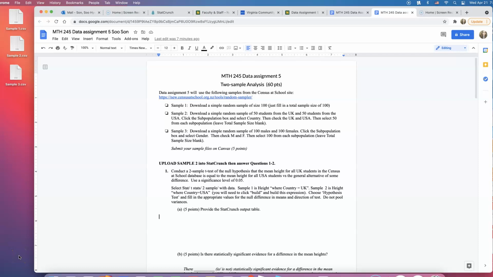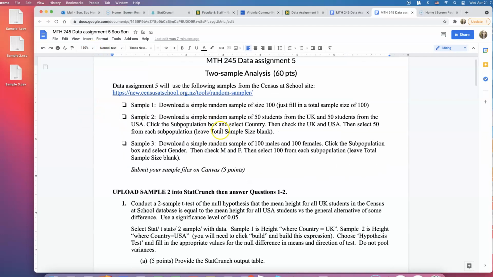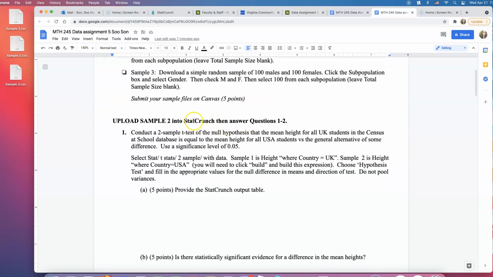Alrighty, so we downloaded 3 samples for number 1 and 2. Let me zoom in, read it. Number 1 and 2, we are using sample 2. So upload sample 2 into StatCrunch, then answer questions 1 and 2.